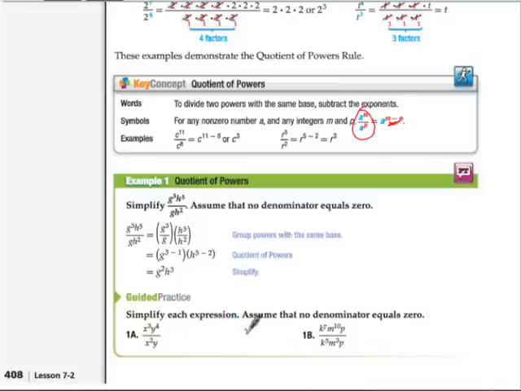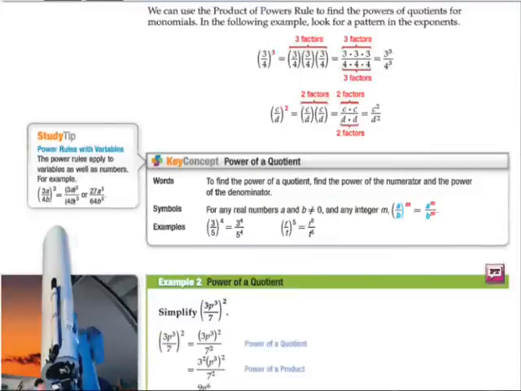All right, you've unpaused. Hopefully here you got xy cubed, and hopefully over here you got k squared m to the 7th. If you didn't, make sure you make a note of that so we can check them in class. We can use product of powers rule to find the powers of quotients for monomials.